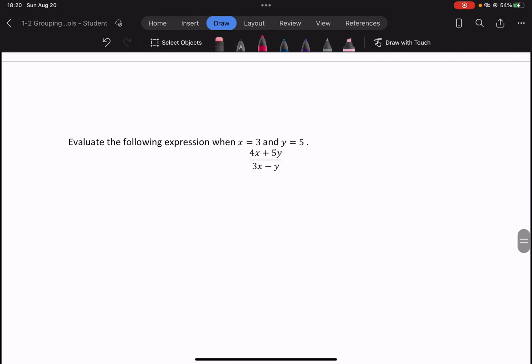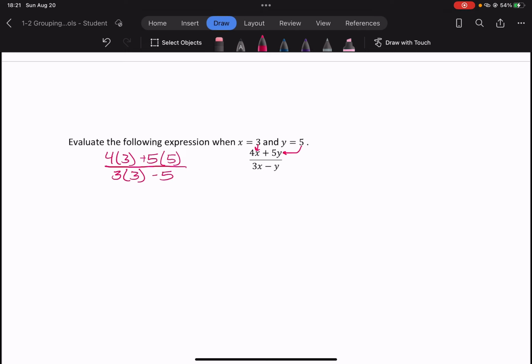And so now we want to do a final one. We want to evaluate this expression when x is 3 and y is 5. I want you to practice this one using what we learned at the top and come back in just a minute. All right, just to quickly go through this. When we plug the 3 in for x and the 5 in for y, I've got 4 times 3 plus 5 times 5 divided by 3 times 3 minus 5.